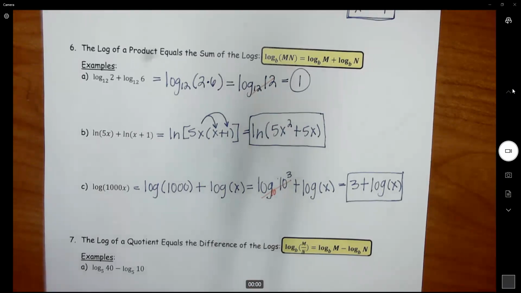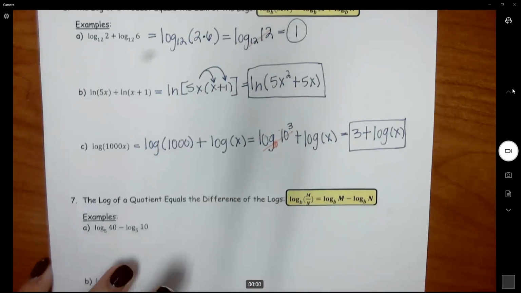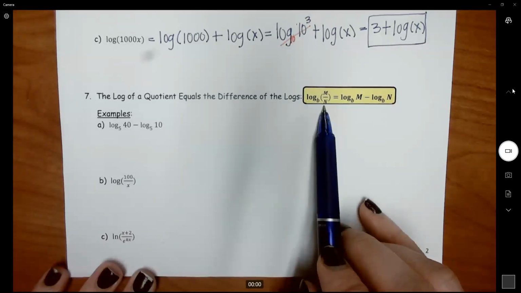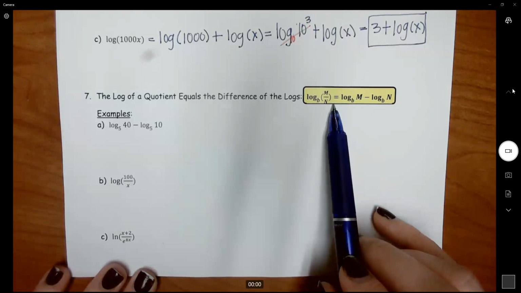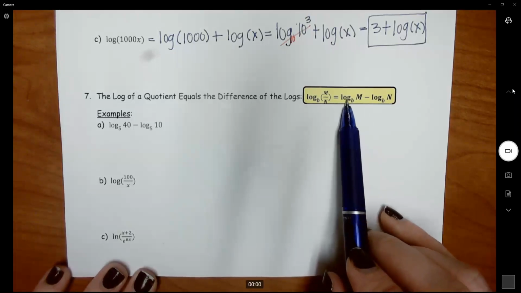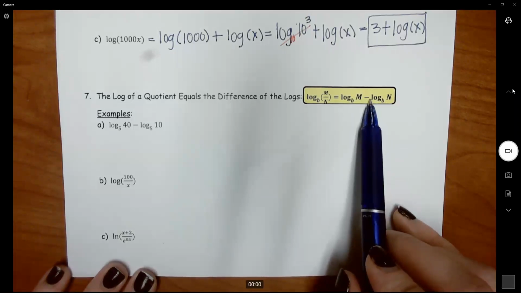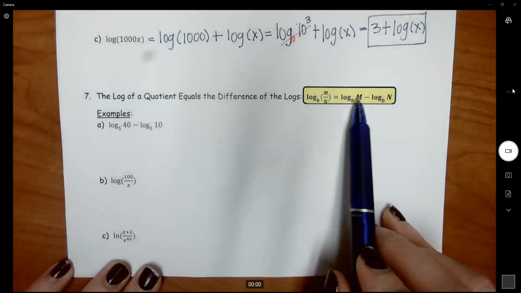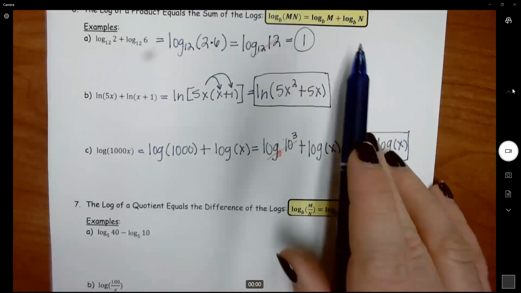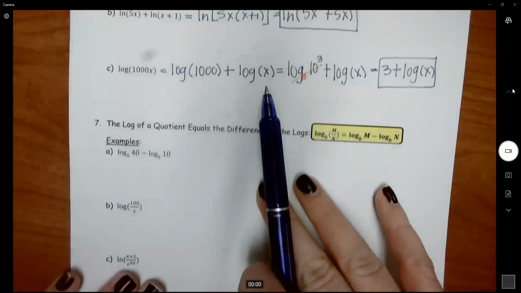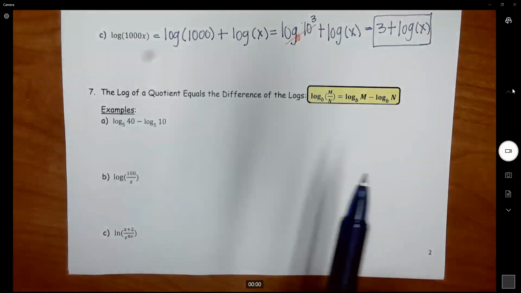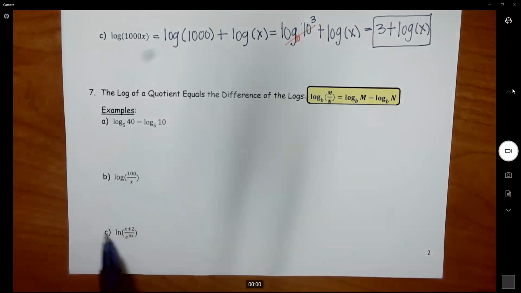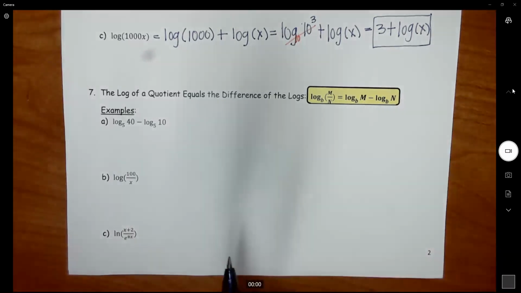Okay, so that's your sum of logs. Let's go to difference of logs. Difference of logs says if I have log base b of m over n, that equals log base b of m minus log base b of n. So you can tell when these are being divided because you're subtracting your logs versus adding your logs. So again, if it's already expanded, we're condensing. If it's already condensed, then we're expanding.